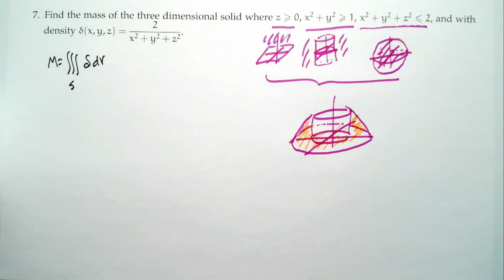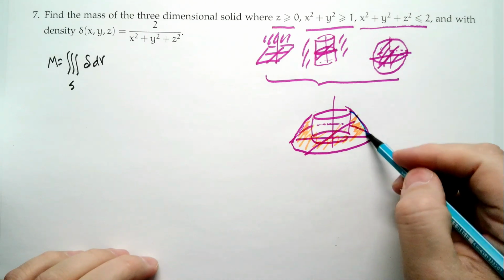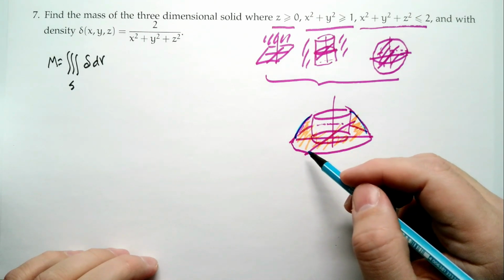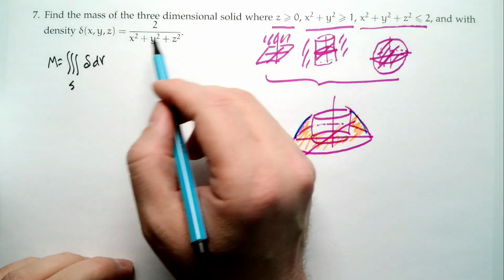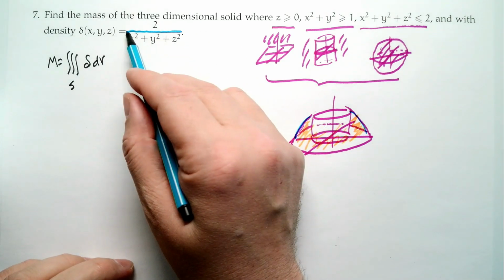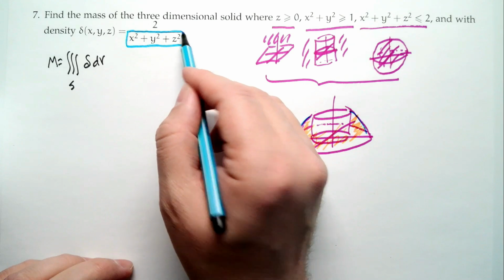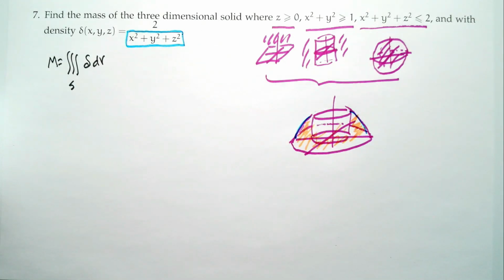Now, what's the clue that spherical is the good choice? Well, there's a couple of things. First off, there's a sphere. That's a pretty good sign that spherical coordinates are a good choice. But there's something else here. Notice this x squared plus y squared plus z squared. When you see a problem which has x squared plus y squared plus z squared, that's a strong indicator that you should be thinking spherical coordinates.